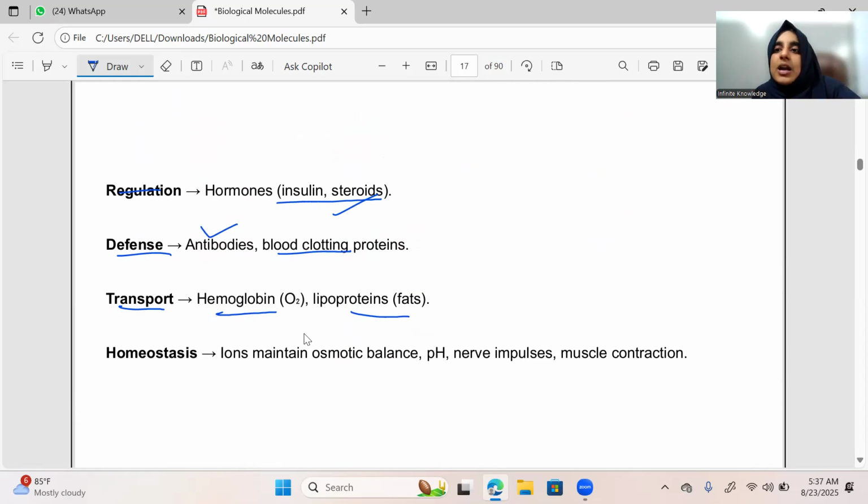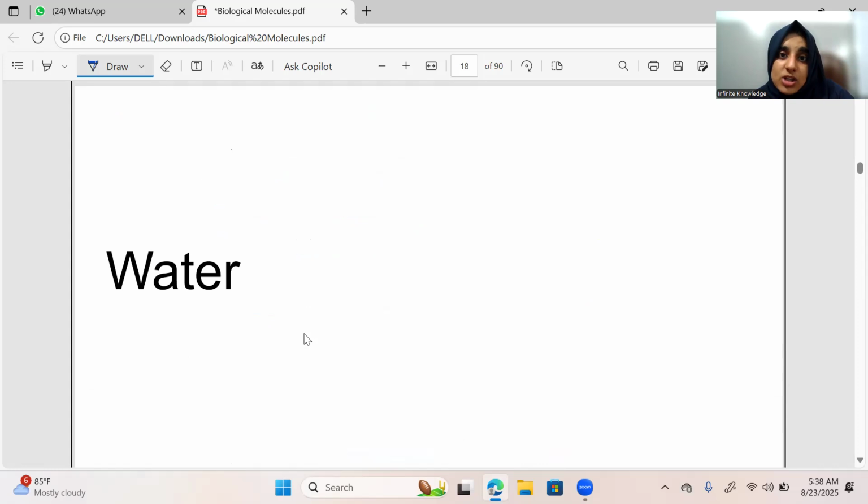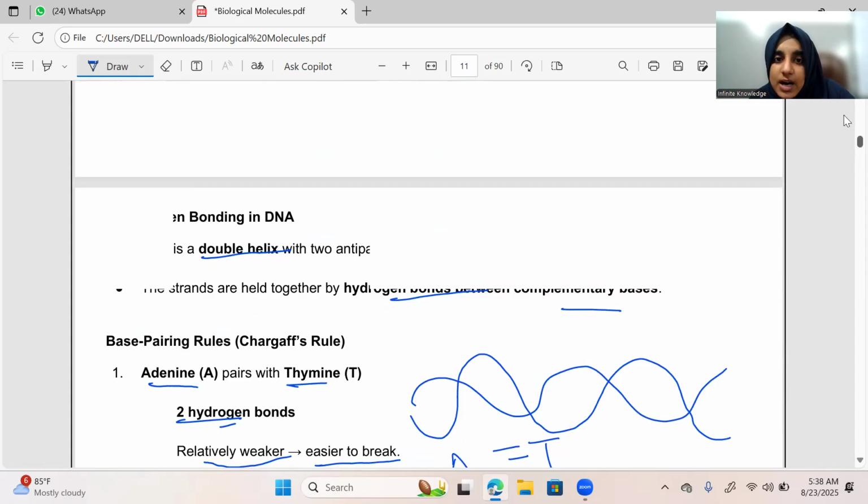They basically are the channel proteins and carrier proteins, which help to take molecules from one part to another. And hemoglobin basically is the carrier of oxygen. Homeostasis: ions help to maintain osmotic balance, pH, nerve impulses, and muscular contraction, as we just studied earlier in ionic molecules. Okay, so we have done this part of our lecture.